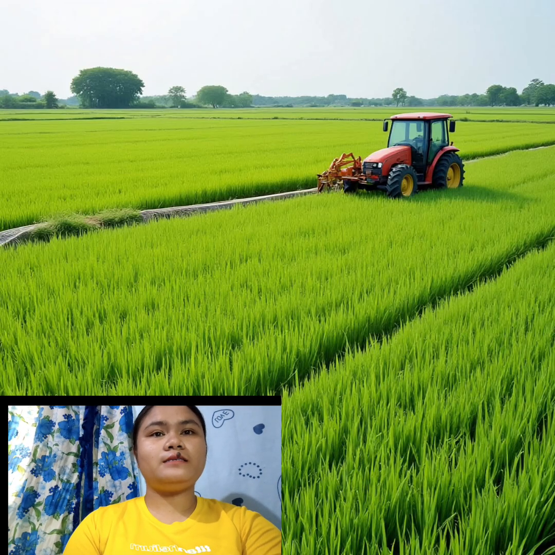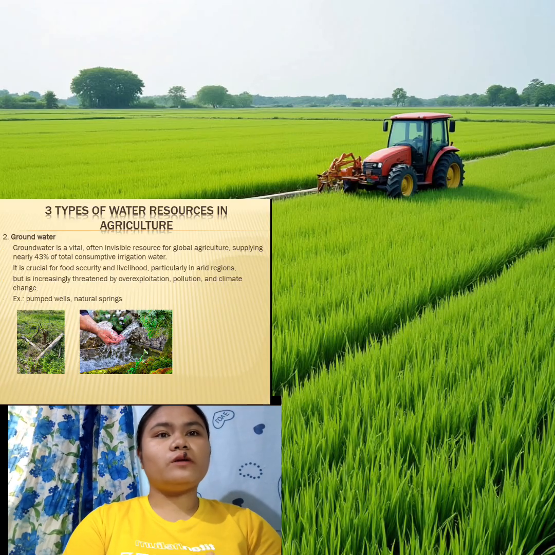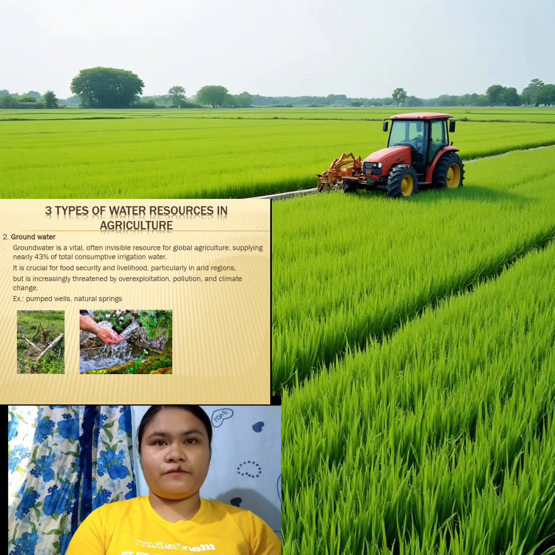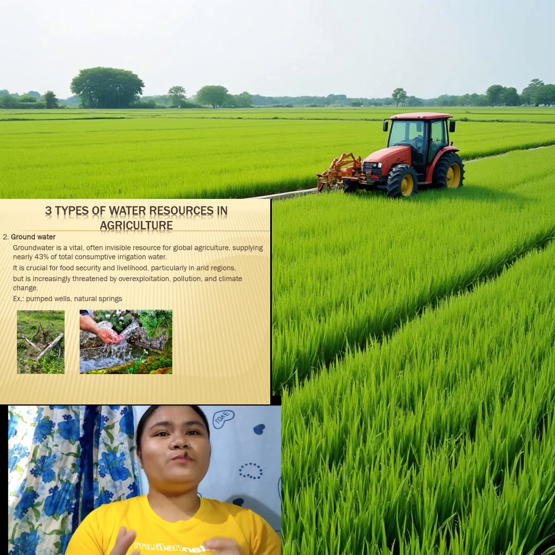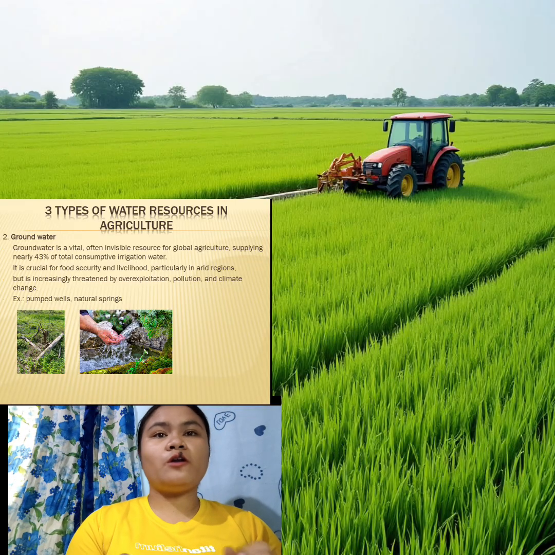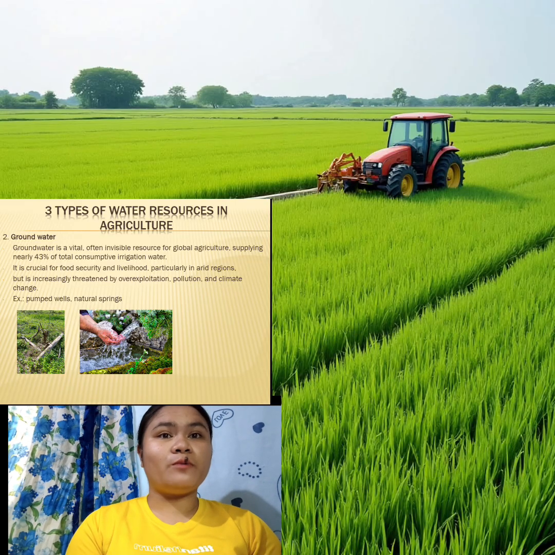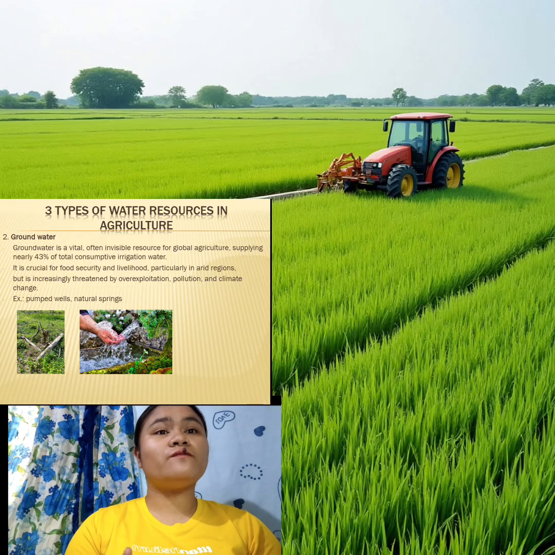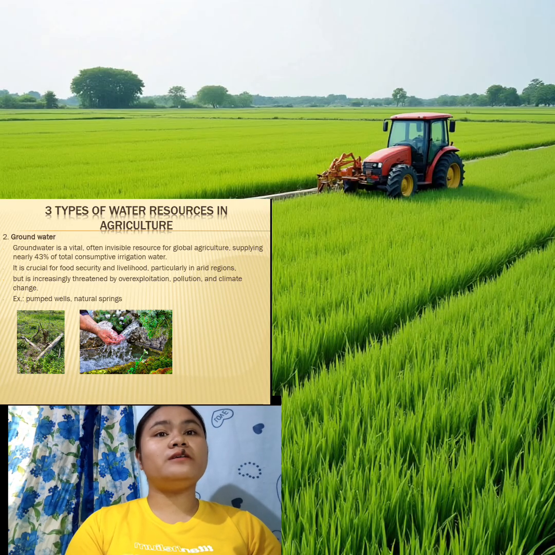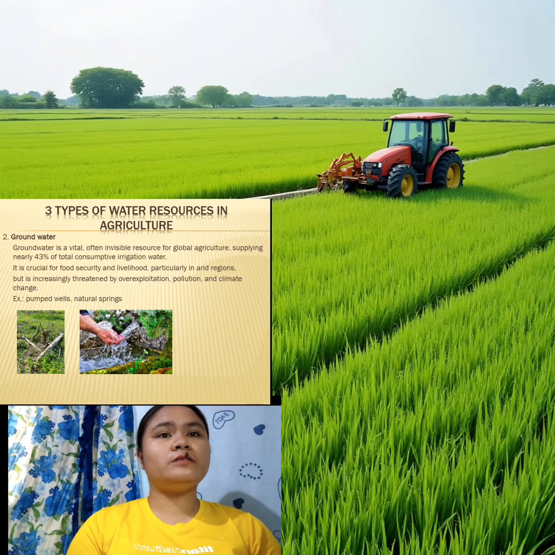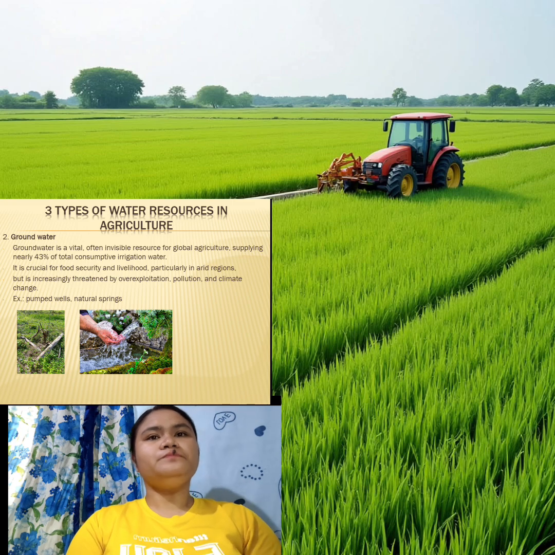The second type is groundwater. Groundwater is found beneath the earth's surface. It is stored in aquifers. It supplies nearly 43% of total consumptive irrigation water globally. Despite being invisible, it is one of agriculture's most vital resources. Groundwater is especially crucial for food security in arid regions where rainfall is limited and surface water is scarce. Examples include pump wells and natural springs.